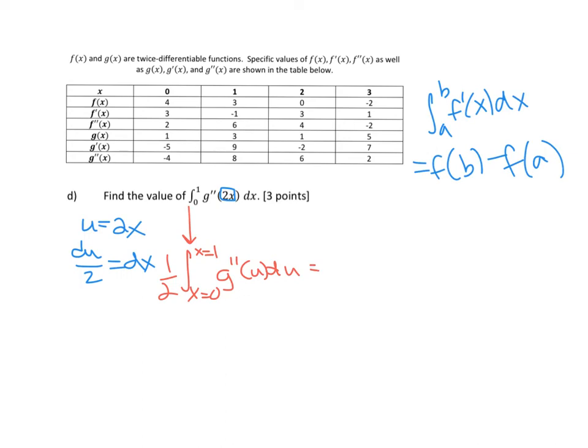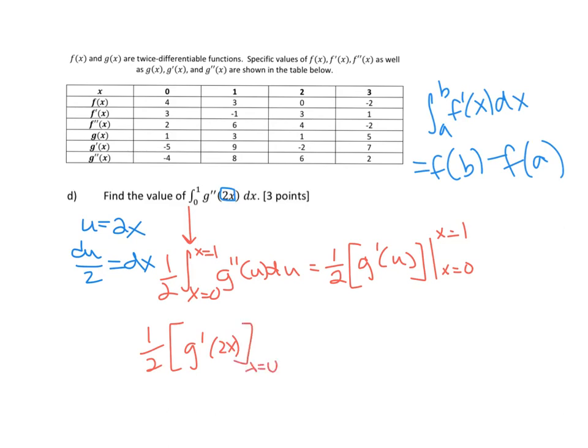Now that I actually have it in this format, I can simplify it out. I can take the antiderivative. The antiderivative of g double prime of u is g prime of u. That's going to be from x equals 0 to x equals 1. So now make sure that you substitute your u back in. I get 1/2 times g prime of 2x from x equals 0 to x equals 1. That's going to give me 1/2 g prime of 2 minus 1/2 g prime of 0.